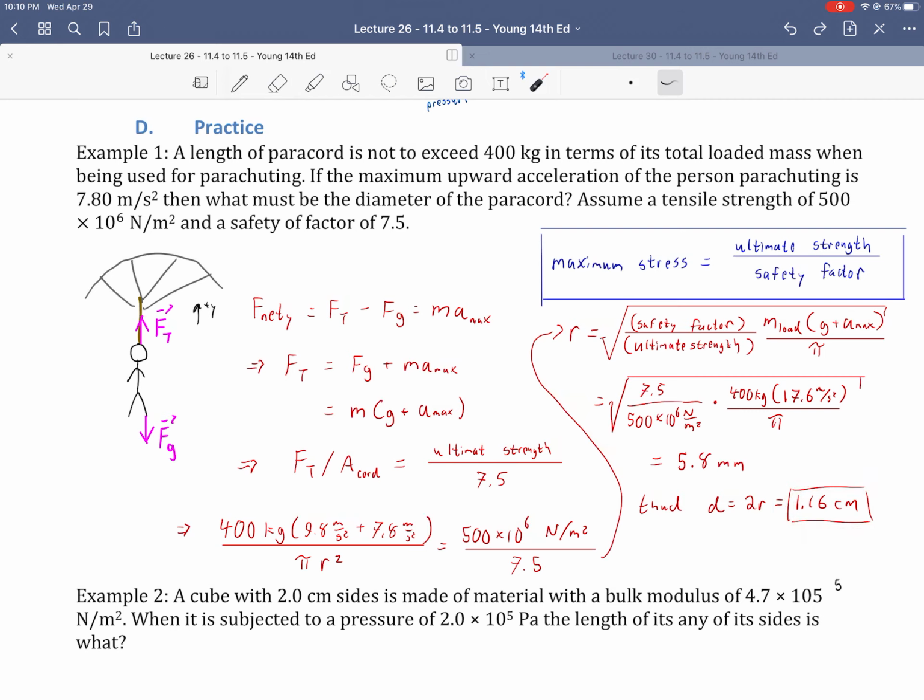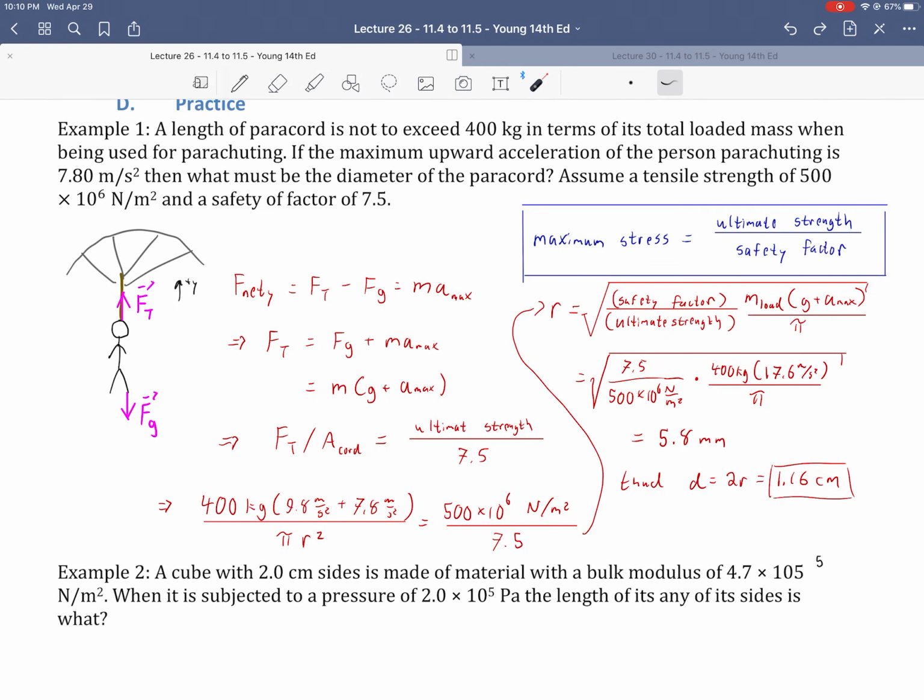All right, so you need a pretty thick piece of paracord. But this is also a very generous safety factor. Okay, all right, so hopefully that all makes sense. So this is, again, a very typical example of a problem that involves the elastic modulus. All right, so let's look at one that involves another of the three moduli, this one being the bulk modulus.